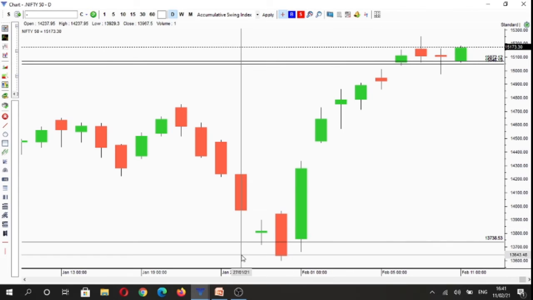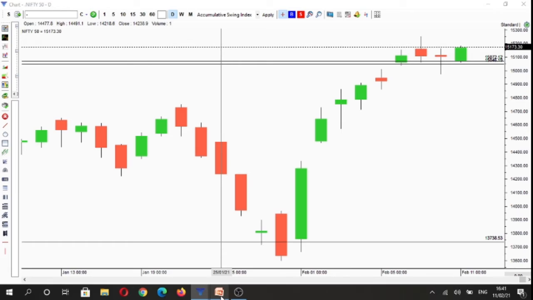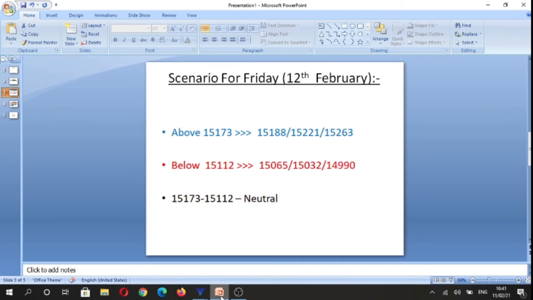And based on the daily time frame, we get the following scenario for tomorrow. Above 15,173, we can trade towards 15,188, 15,221 levels, and potentially 15,263 levels. And below 15,112 levels, we can trade towards 15,065, 15,032, and potentially 14,990 levels. And we have a neutral price range of 15,173 to 15,112, in which one can refrain from making any trades.